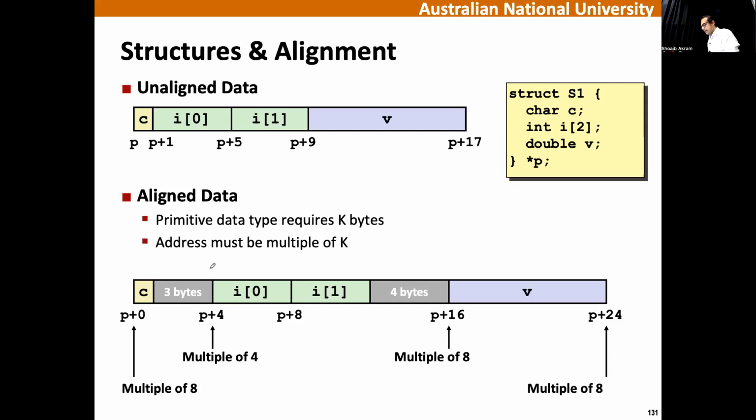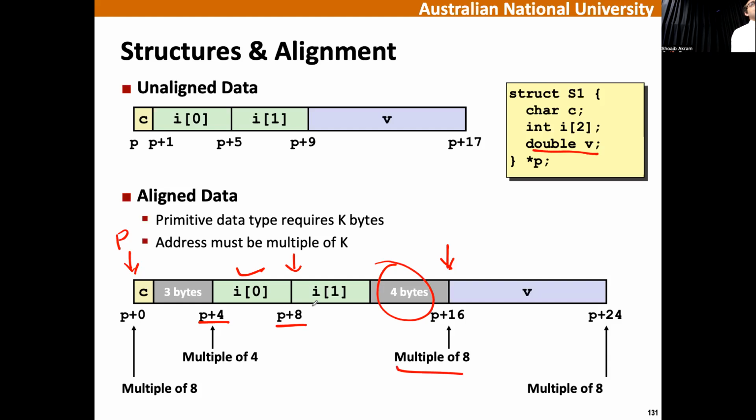So here, if the starting address of the struct is P, then this integer is placed at P plus 4. This integer is placed at P plus 8, which is a multiple of 4. And then to place the double at an address that is a multiple of 8, the compiler does a padding of 4 bytes. So the address P plus 16 is a multiple of 8.